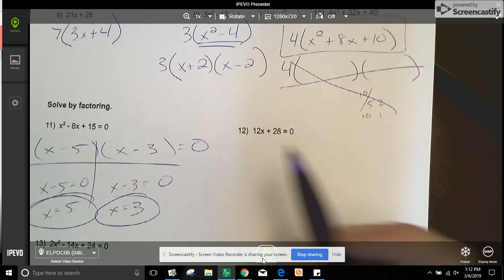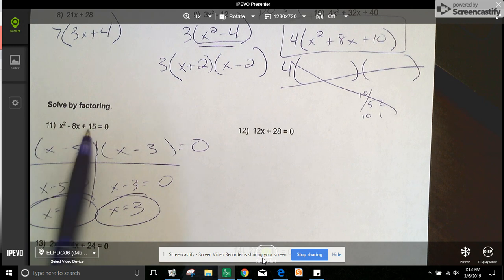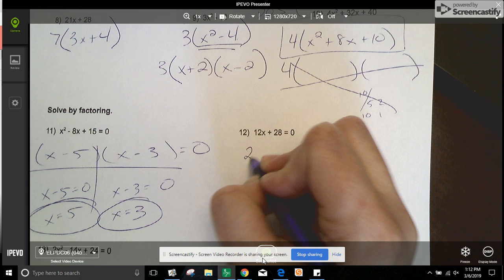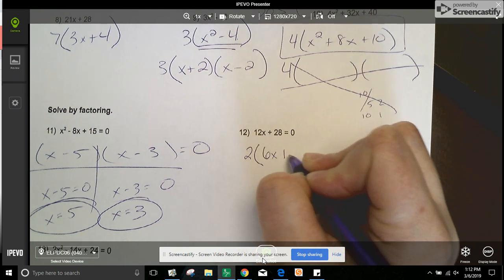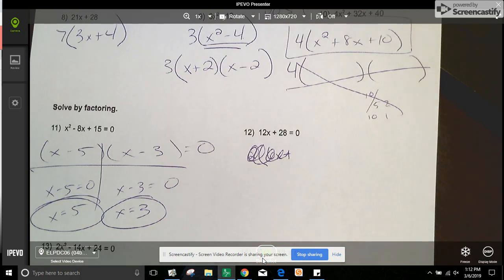So for 12, it's not a trinomial. It's not like this. So I'm just going to check for a GCF to start. So the GCF of 12 and 28 would be 2? No. Something bigger than 2. 4? Yeah, 4.